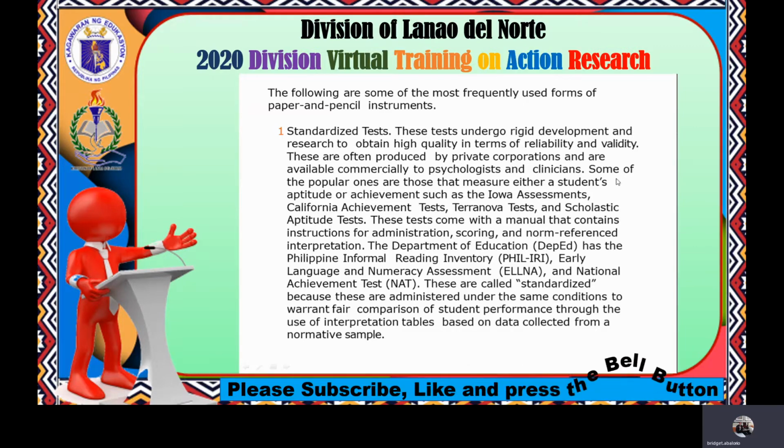So in PhilIRI, it shows their reading skill, what level they are, as frustration reader, instructional, then independent. The ELNA is usually for lower grades, and the National Achievement Test is for grade 6. So these are called standardized. Why? Because these are administered under the same conditions to warrant fair comparison of student performance through the use of interpretation tables based on data collected from a normative sample.